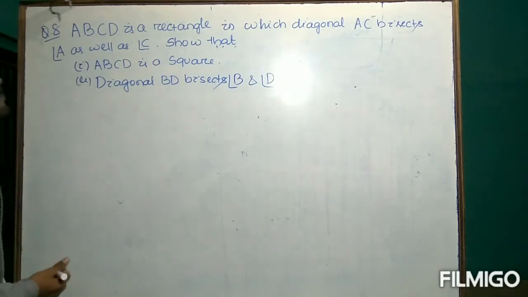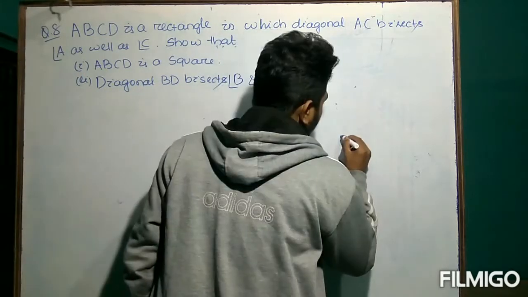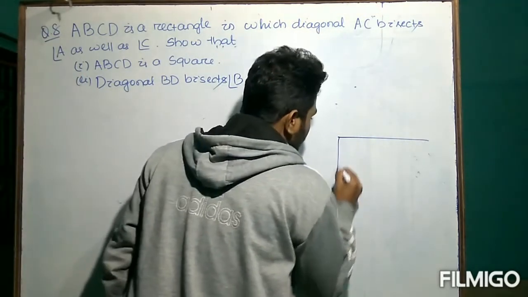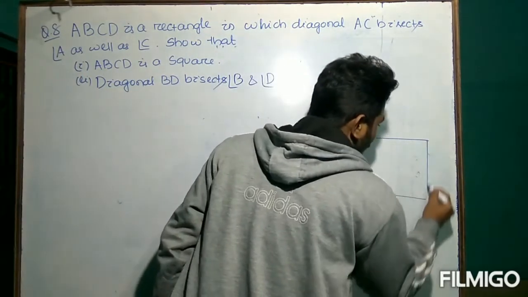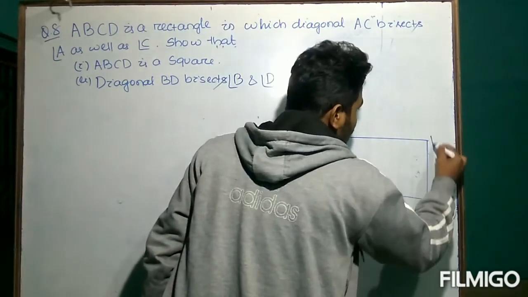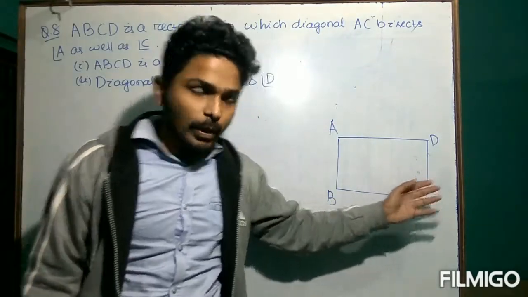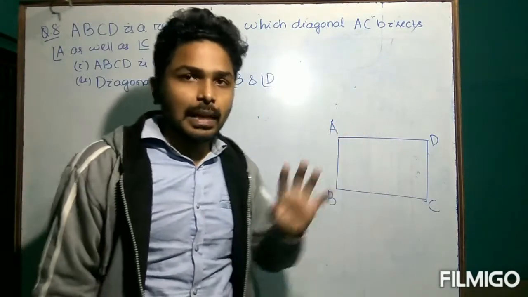The question is: ABCD is a rectangle. So first of all we have to draw a rectangle. Let's say that ABCD is a rectangle. It is given. Rectangle means the pairs of opposite sides must be equal and each angle must be 90 degrees.